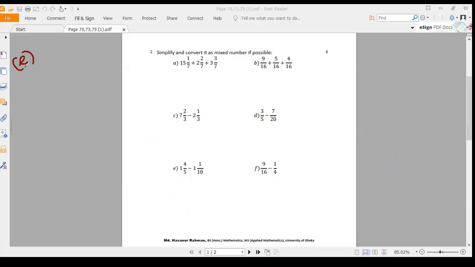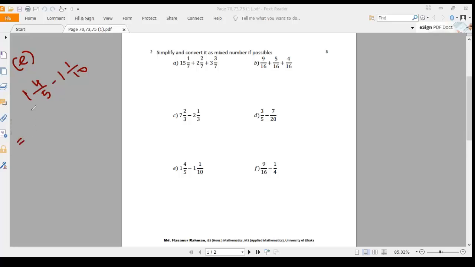Now number E. Number E, 1 whole 4 by 5 minus 1 whole 1 by 10. Look at this. These fractions are not like fractions. They are different fractions. That means unlike fractions, different denominators. So how can we solve this problem? We can solve it in two different ways. I will show you two different methods.